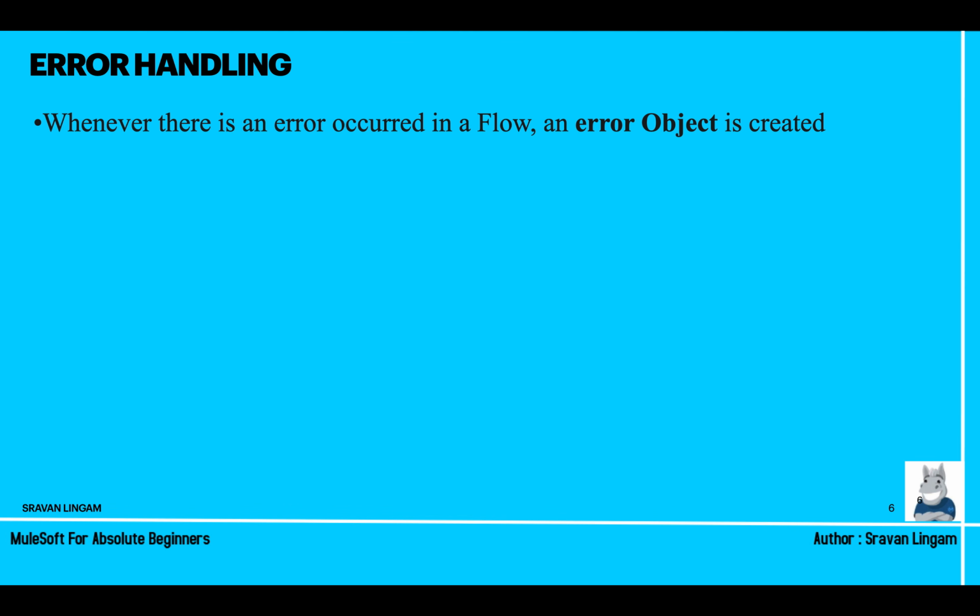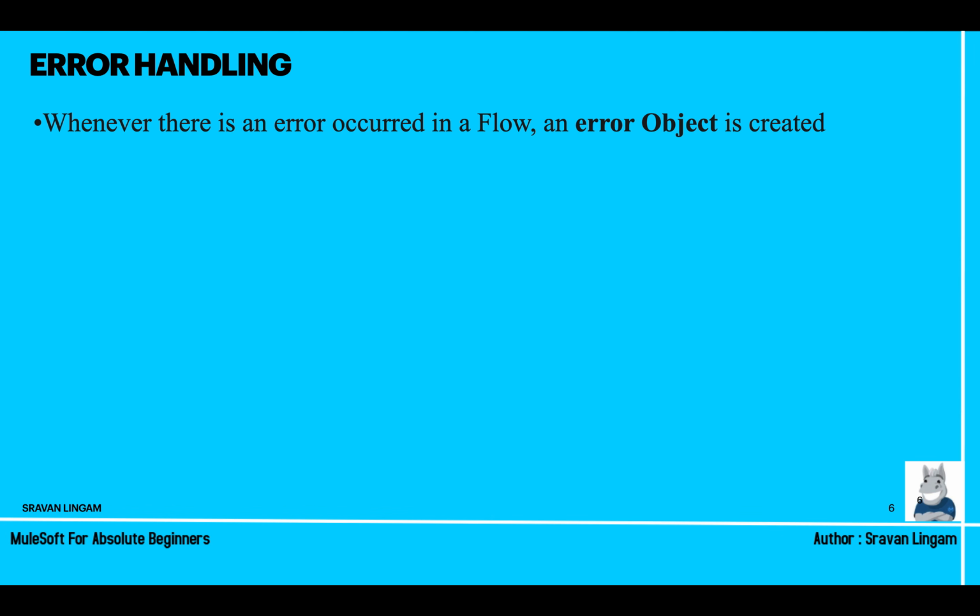Whenever an error occurs in a flow, an error object is created. Remember, when we were discussing the Mule event, I said, and I am reiterating, that a Mule event is a combination of Mule message plus variables. Though the official documentation doesn't show the error object, the Mule event also contains an error object, only when an error occurs.